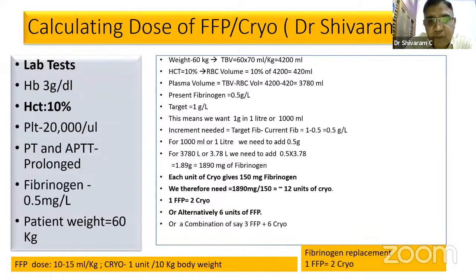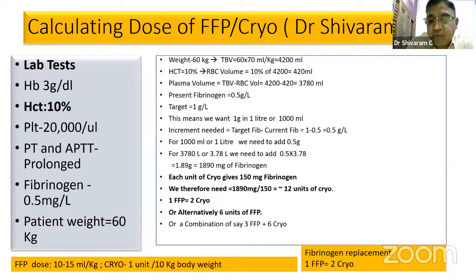What is the plasma volume? 3780 ml, that is 3.78 liters. If for 1 liter we have to add 0.5 gram, for 3.78 liters we will need to add 0.5 into 3.78, isn't it? It's just common sense. For 1 liter, this much. For 3.78 liters, how much? That comes to 1.89 grams or 1890 milligram, converting it into milligram.